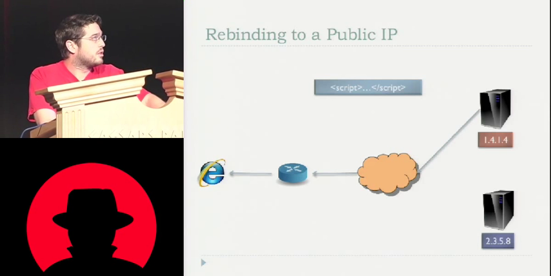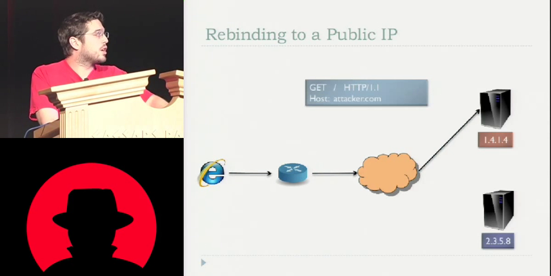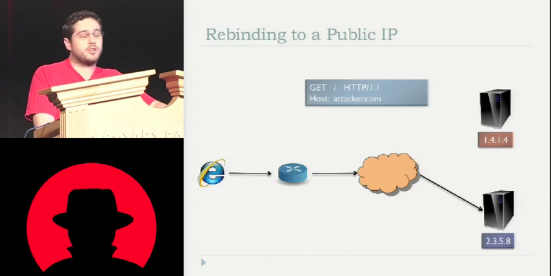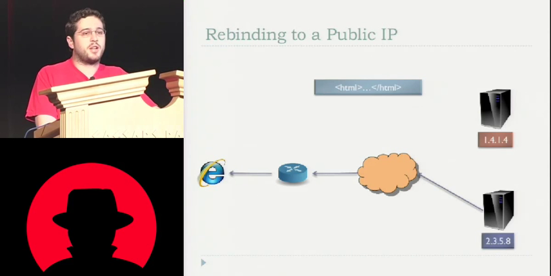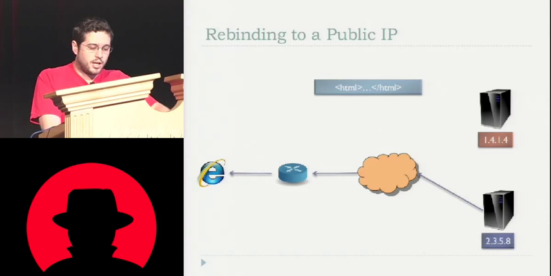Now that JavaScript code then initiates a request back to attacker.com. And the browser says, well, you came from attacker.com, you're going back to attacker.com, fine, that's allowed. But when the browser makes this connection to initiate the request, the attacker server sends back a TCP reset packet. So now the browser says, well, crap, that server's down. I better switch over to the second IP address. And so now the attacker's JavaScript is interacting with the 2358 server. He can send GET requests and get the response back, parse the data, and even send it back to the attacker if he wants. So this works.